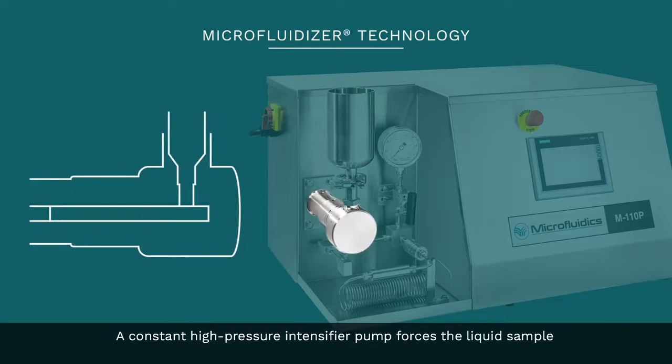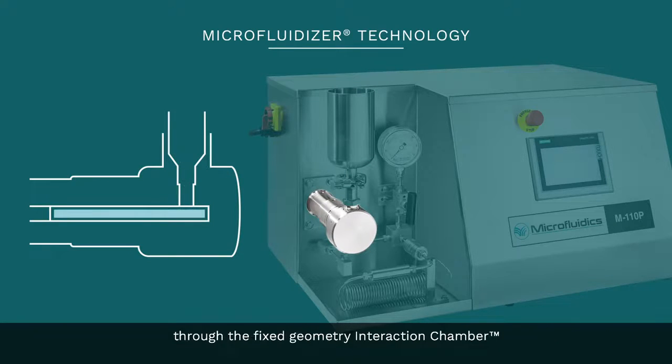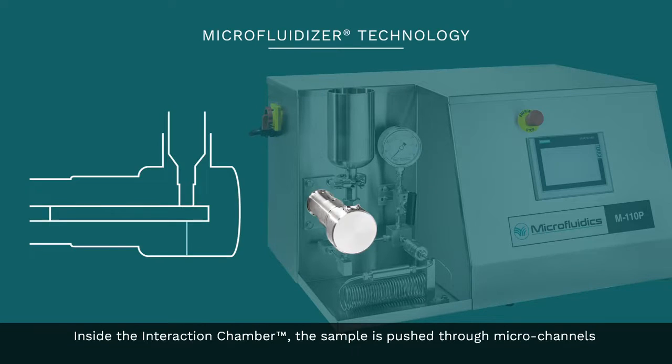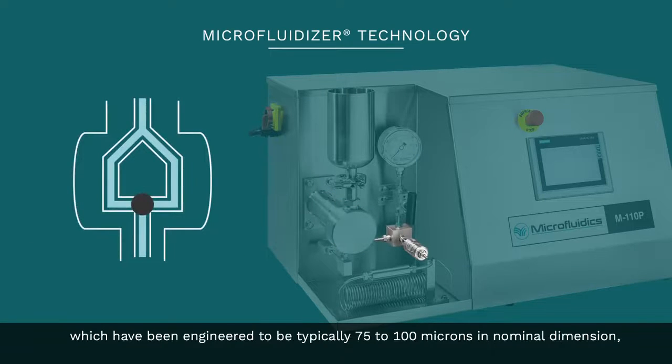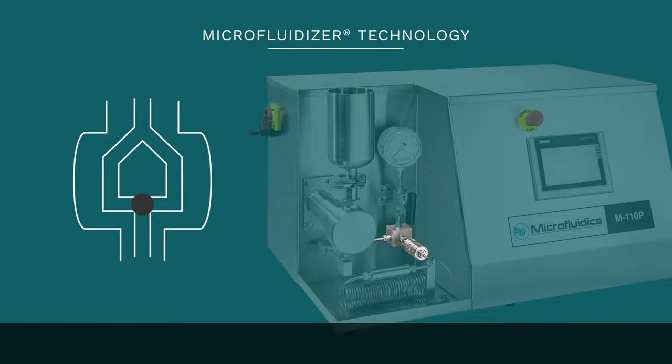A constant high-pressure intensifier pump forces the liquid sample through the fixed geometry interaction chamber at very high pressures of up to 30,000 psi. Inside the interaction chamber, the sample is pushed through microchannels, which have been engineered to be typically 75 to 100 microns in nominal dimension, which is about the size of a human hair.